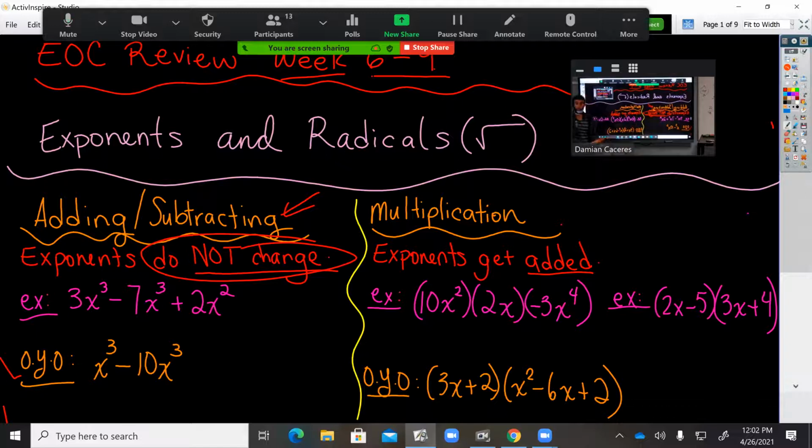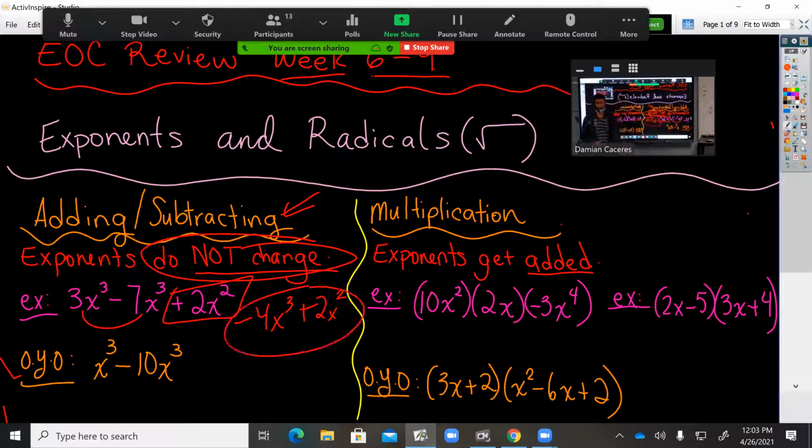Add the like terms, the exponents do not change. So in this case, 3x to the third minus 7x to the third is negative 4x to the third. And then this one is not a like term, so it has to come down next to it. That's it. Now, don't do the orange yet. We're going to do these two pink examples, and then you do the orange on your own.